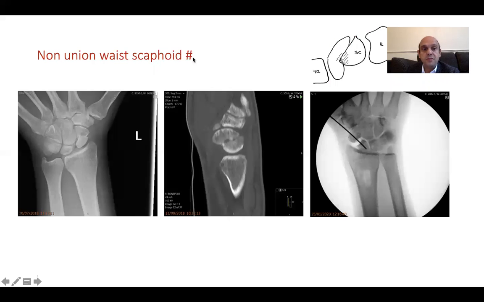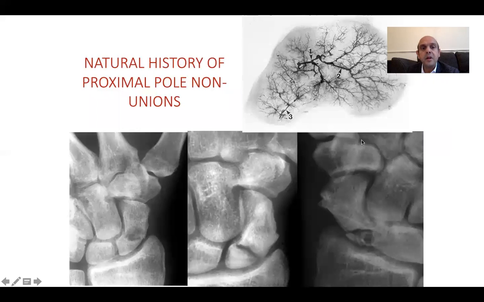A non-union waist scaphoid fracture. So again, sagittal CT is your best friend. You can see it's already tipping into a humpback. So at the time of surgery, you correct it, wire, then you take your graft and you pack it up. Natural history of proximal poles. Now, proximal poles, they are again like a stable waist. They do not go into SNAC. At the most, they'll be somewhere in the radial styloid, but not a full-blown SNAC.